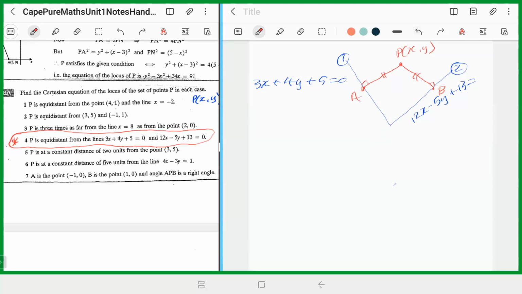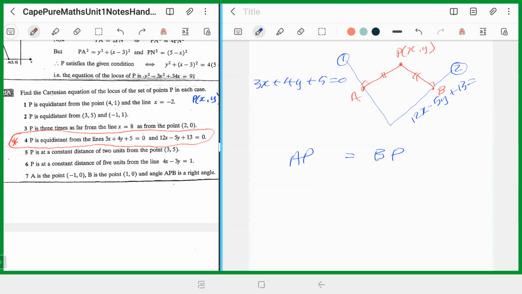So the distance of this point from this line, which we're going to use as PA or AP, is equal to this distance on this side, which is BP. But remember, you have to put in a plus or minus in there to account for the fact that it can be on either side.